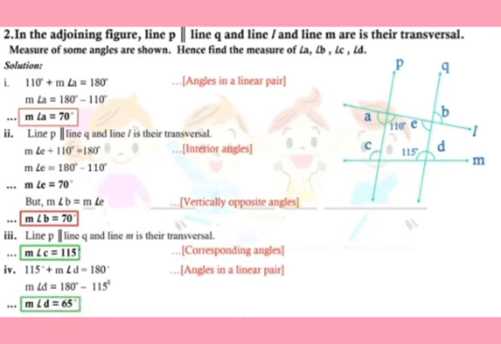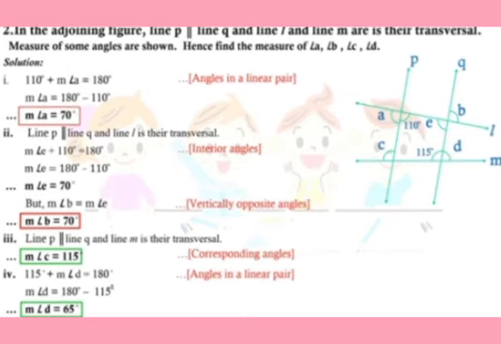So here we have calculated measure of angle A is equal to 70 degree, measure of angle B is equal to 70 degree, C is equal to 115 degree and D is equal to 65 degree. So here students, we have solved all these four angles, angle A, angle B, angle C and angle D. Now your task is to pause this video and solve this question number 2 in your Maths 2 notebook.